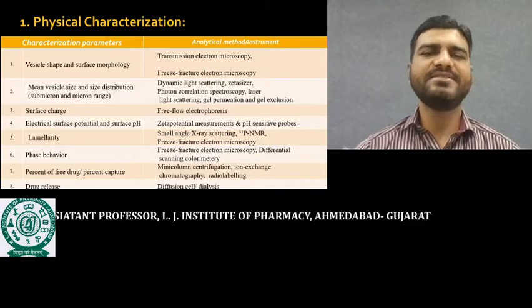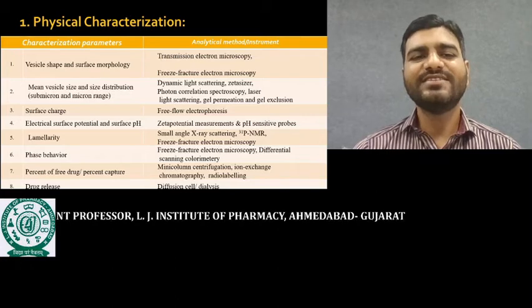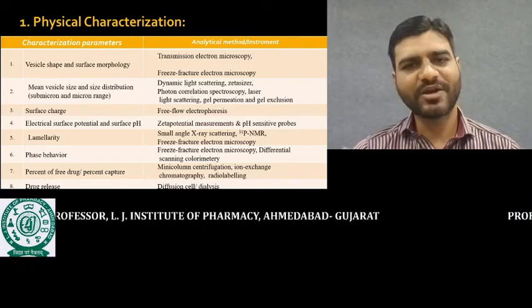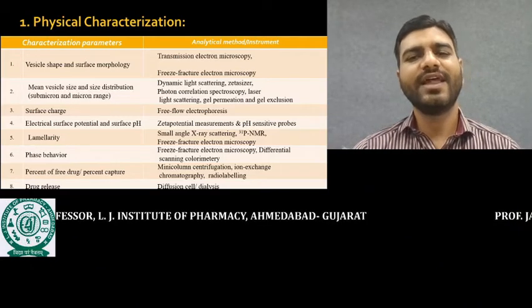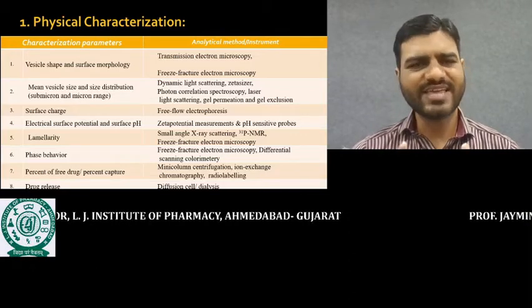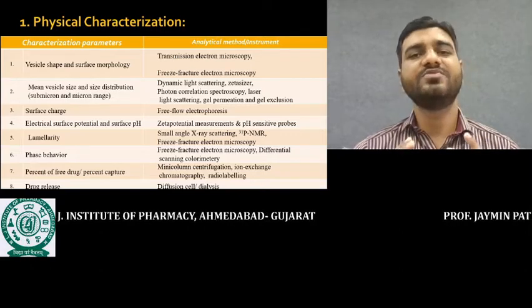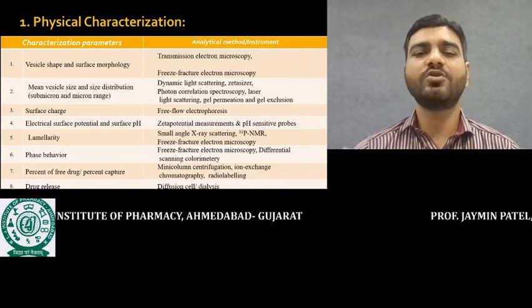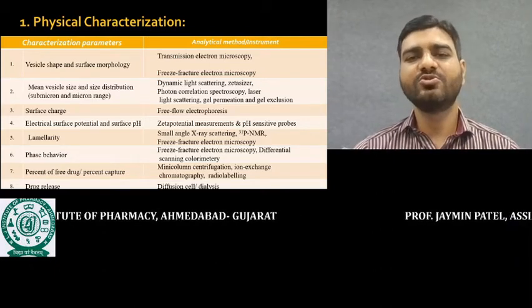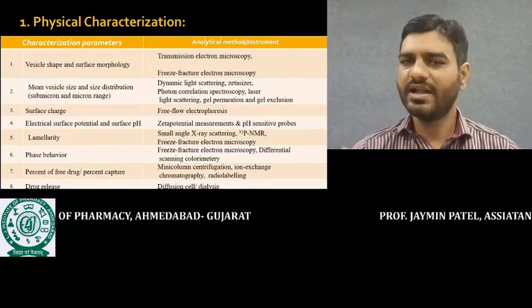First one is the physical characterization. Here, vesicle shape and surface morphology can be determined with the help of transmission electron microscopy, otherwise freeze-fracture electron microscopy. The mean vesicle size or size distribution, meaning the size of liposomes, can be determined by dynamic light scattering techniques, with the help of the zetasizer, otherwise photon correlation spectroscopy, laser light scattering, gel permeation and gel exclusion methods. Generally, we prefer the zetasizer for the particle size analysis of the liposome.